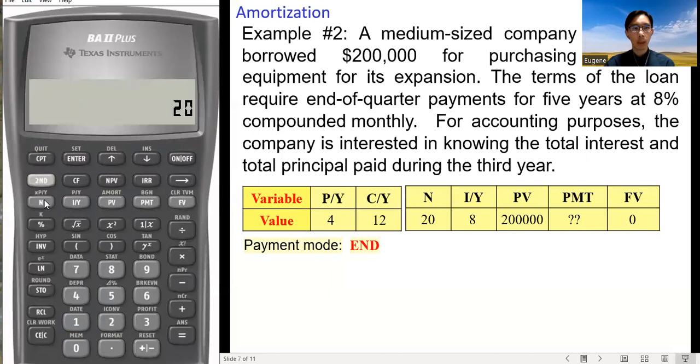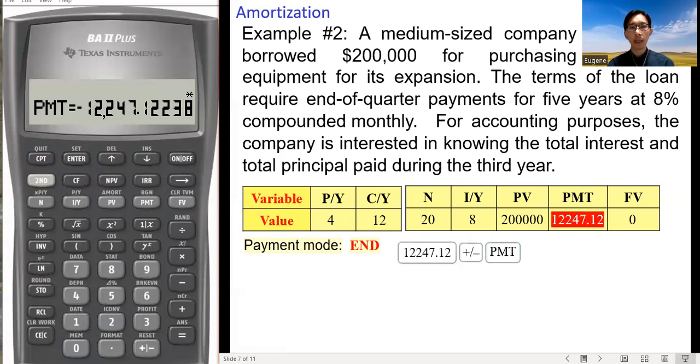N equals 20. IY equals 8. PY is 200,000. FV, 0. Compute PMT. Round to 2 decimal. So we need to re-enter the value for the PMT again with 2 decimal.